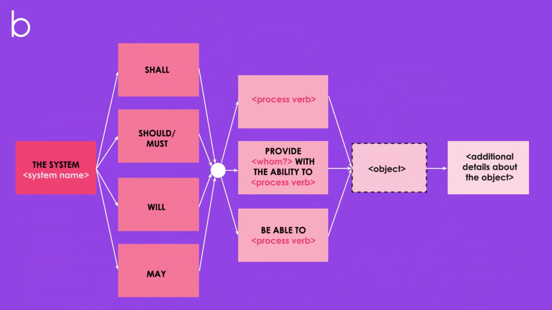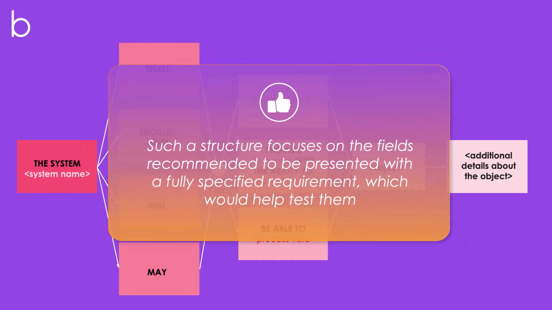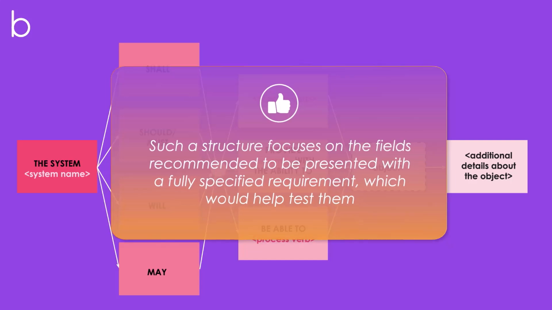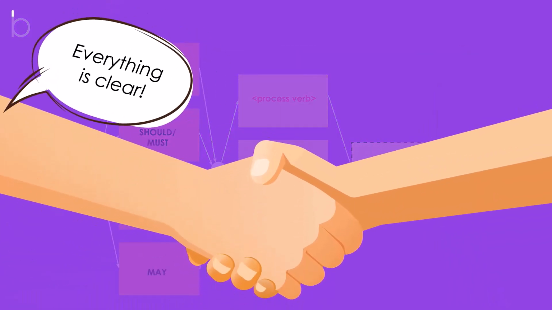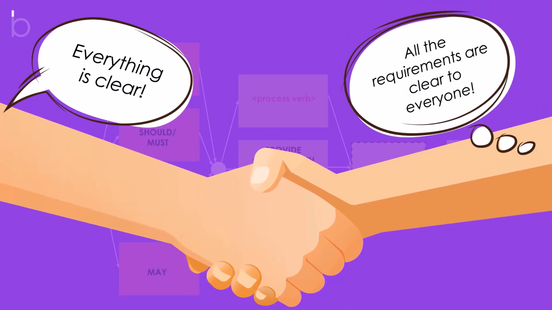As you may have noticed, all three examples contain a similar definition structure. Such an approach simplifies the navigation and reading process for any project member. Moreover, such a structure focuses on the fields recommended to be presented with a fully specified requirement, which would help test them. You may notice that these requirements are too templated and formulated in a free narrative form. This is a good approach that leads to a common understanding of requirements by other engineers, developers, project and product managers, or other involved stakeholders.